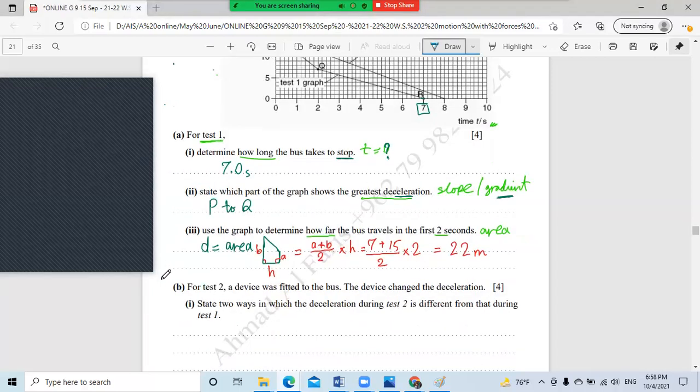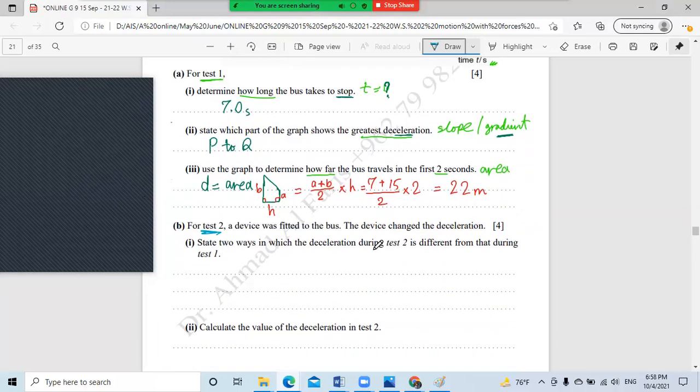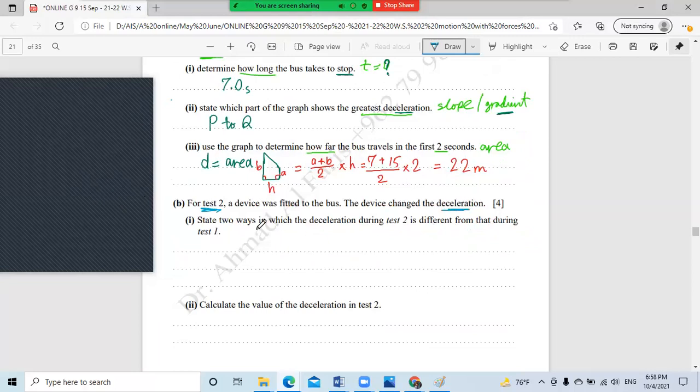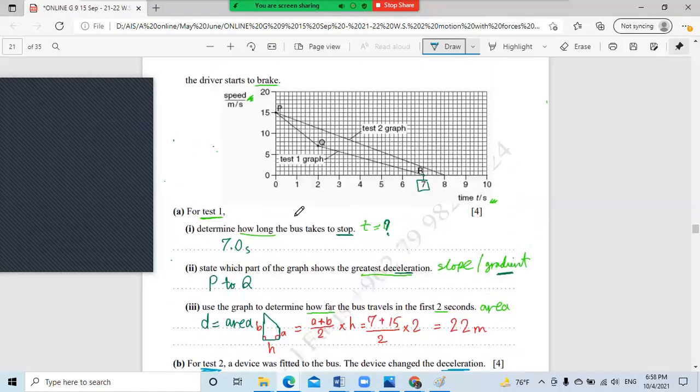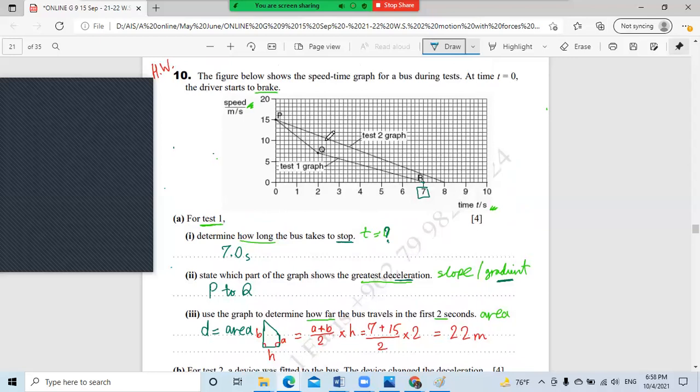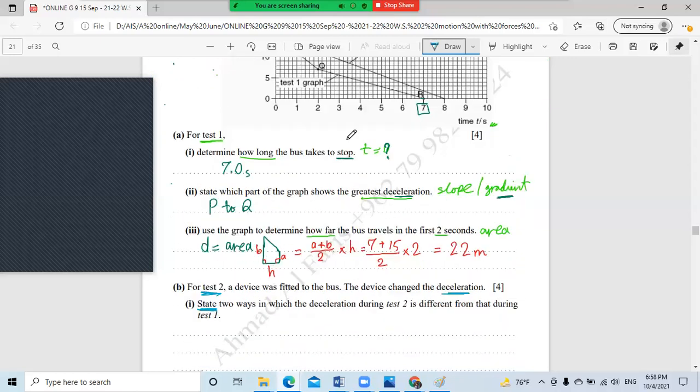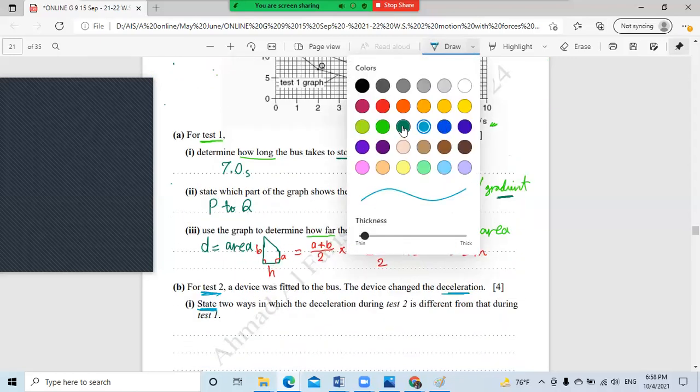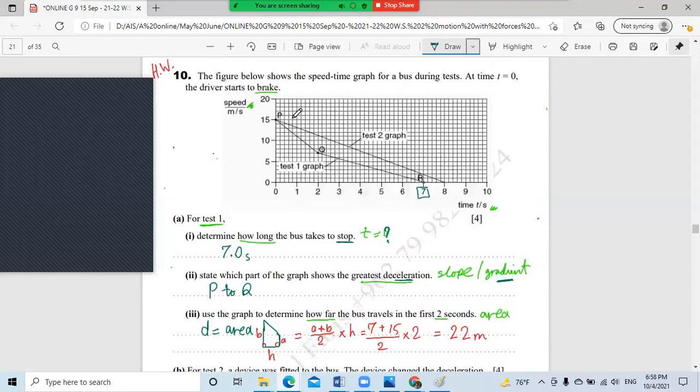Okay. For test 2, a device was fitted to the bus. The device changed the deceleration. That means you know the answer. State 2 ways in which the deceleration during test 2 is different from test 1. How can we say that test 2 is different from test 1? Who can tell me? Look here at the graph. Why is test 2 different from test 1?